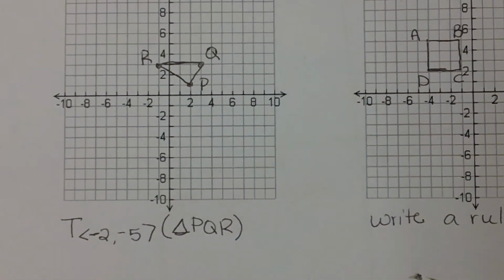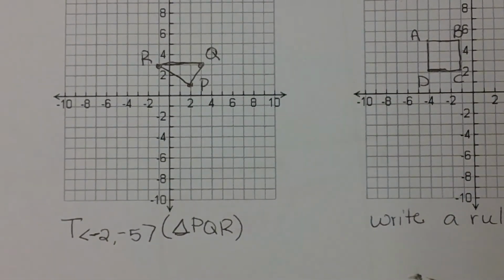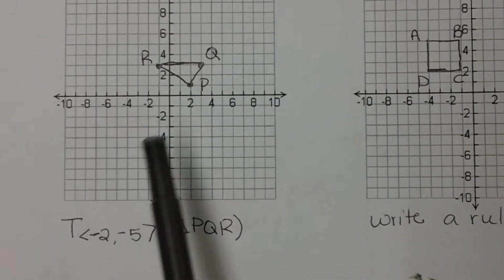Alright, good evening. We're going to be talking about translations tonight. A translation is simply a sliding of your image. It moves everything the same amount of distance, and you end up with your image. So here's our pre-image for our first one.